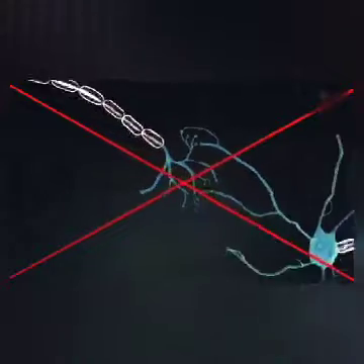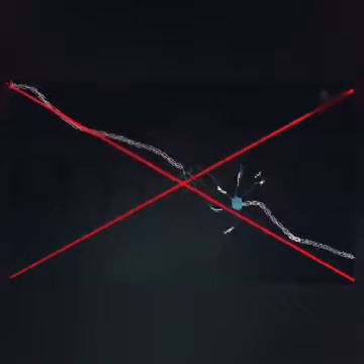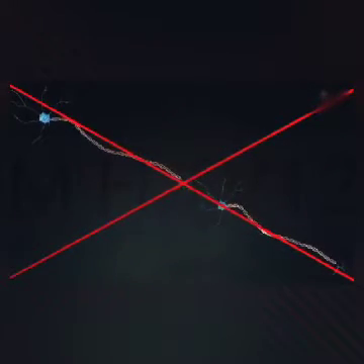Thus, the information is received by the dendrites and is then sent out through the axon to the neighboring cell. This is how information is transmitted from one cell to another.